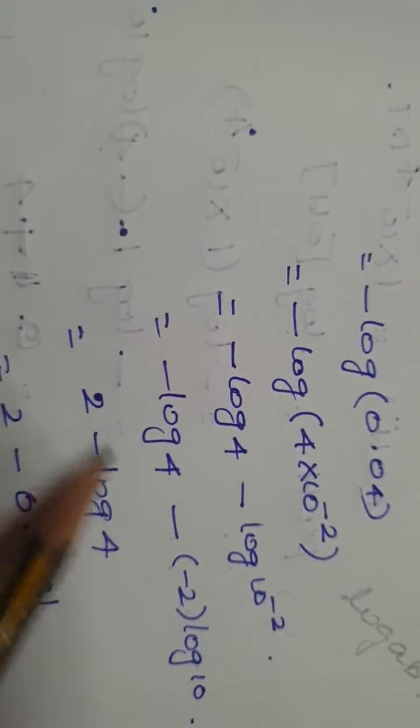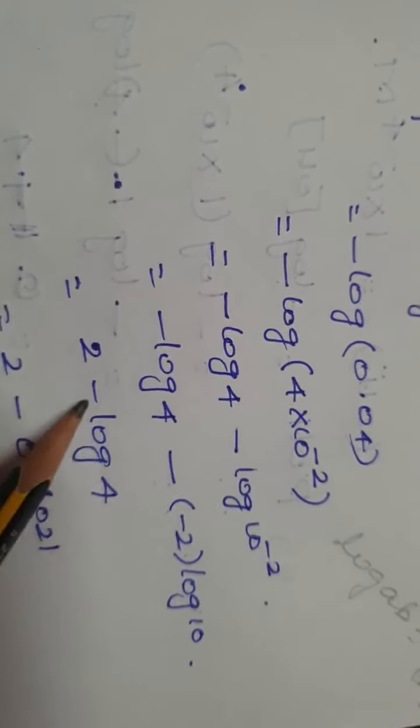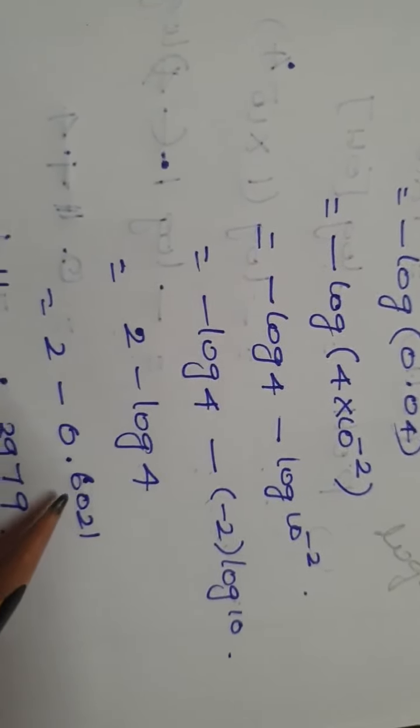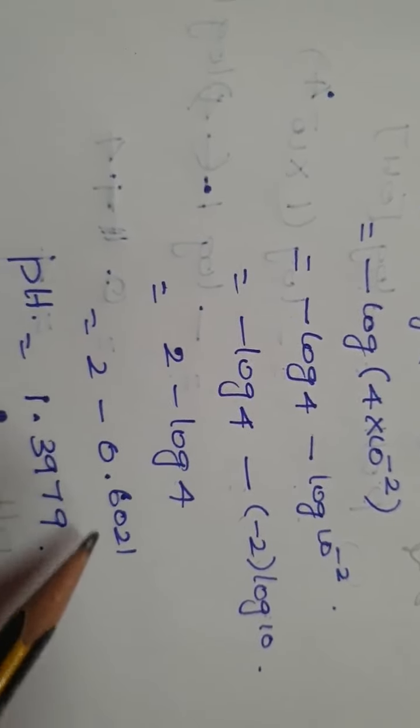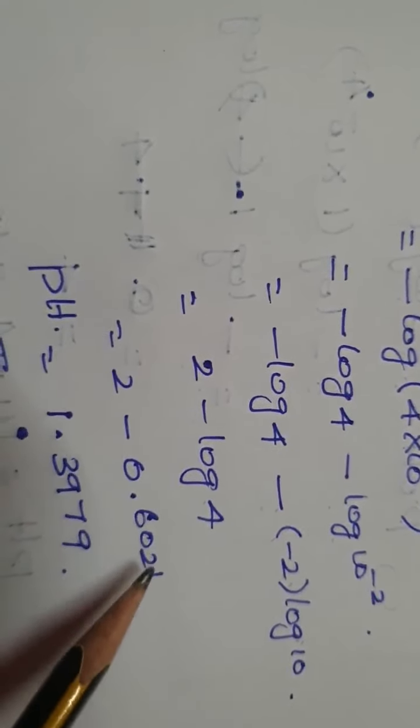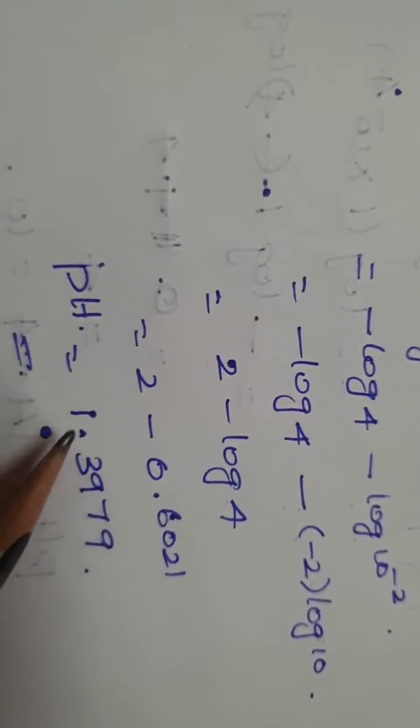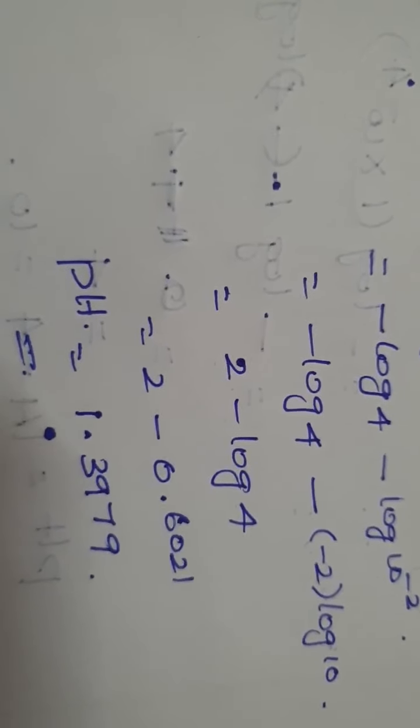So minus log 4 minus of minus 2 log 10 means plus 2. So take this 2 here because log 10 value is 1. So 2 minus log 4, and log 4 value is 0.6021. So 2 minus 0.6021 gives 1.3979.